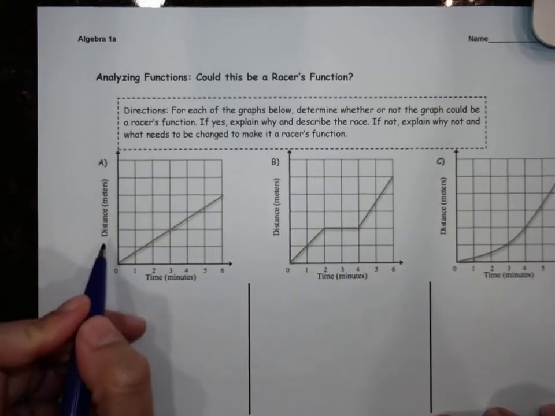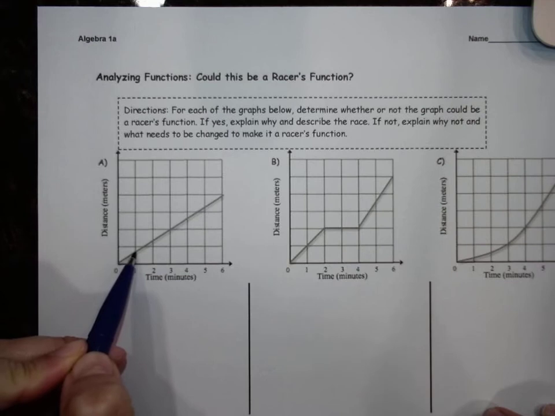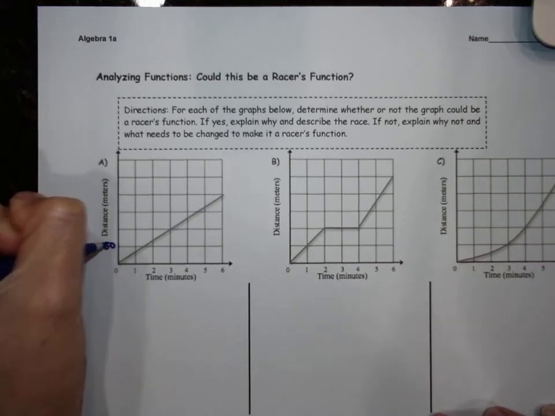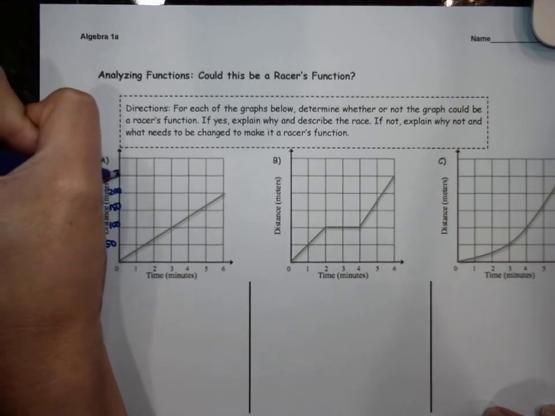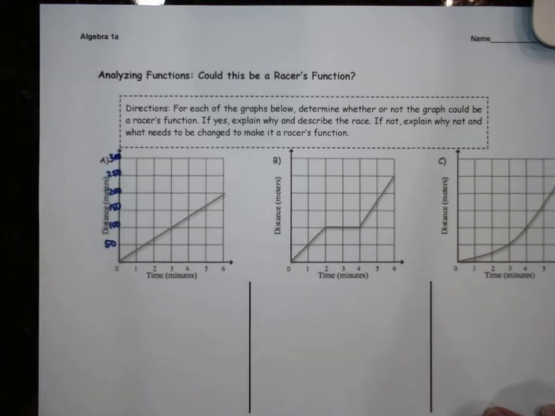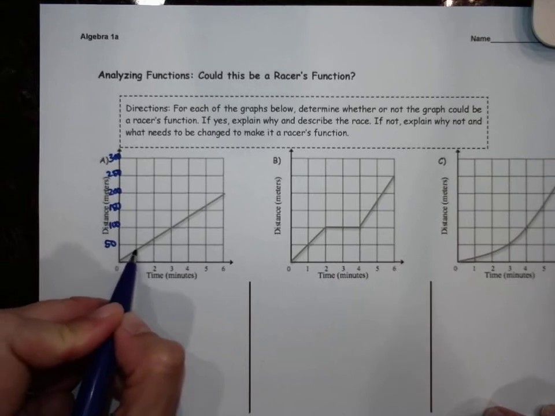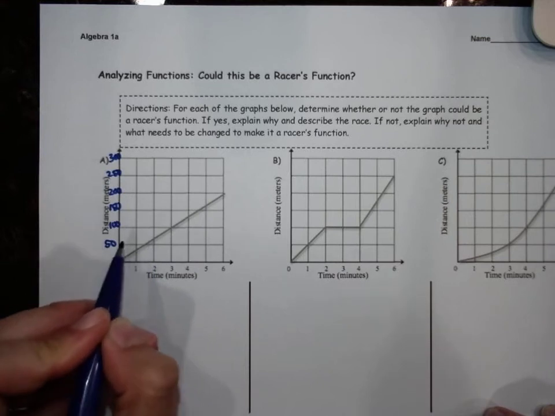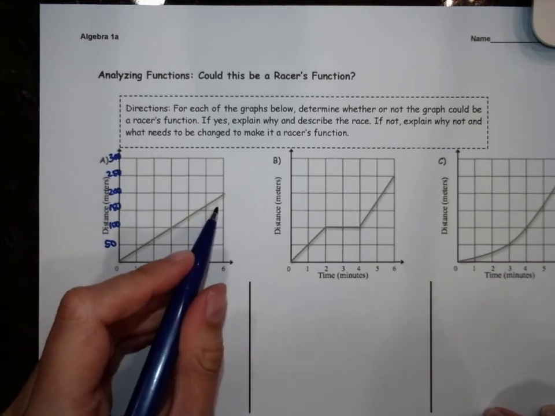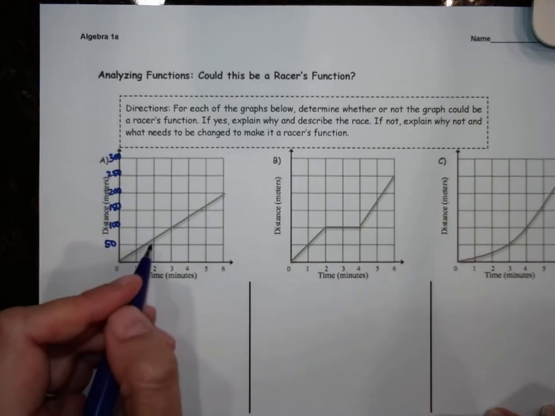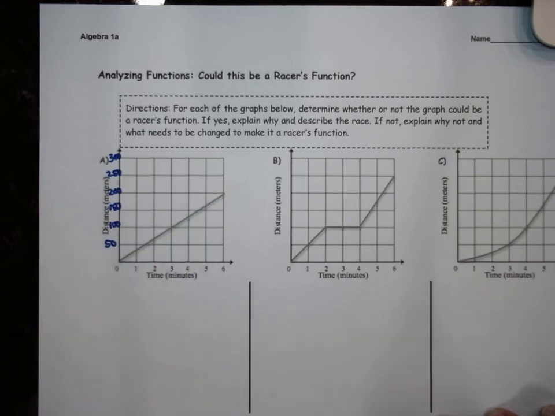Okay, so if we look at A, could this be a racer's function? So at 1 minute, they've gone, I don't know, we could say this is 50 meters, 100, 150, 200, 250, 300. Does this make sense that at 1 minute they would be about 40 meters, at 2 minutes about 70? Is that possible? Yes, it is possible, right? There's nowhere that says they're in two places at once. This is just showing it's a linear function. It's a line. That means they're running at a constant pace the entire time.